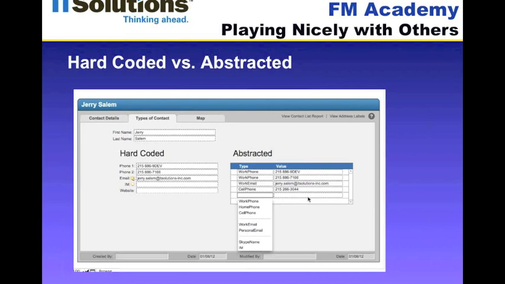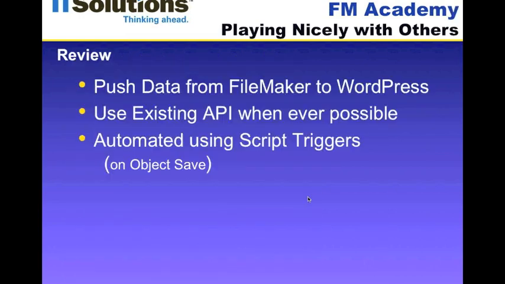So if I would come along and come up with another way, maybe I want my Twitter handle on here, all I would need to do is add to the value list a new type of contact, and then I could enter the data. I wouldn't have to actually go into Manage Database. So this is an example of hard-coded versus abstracted data structure. Now let's go back to the topic, posting a FileMaker record up to a WordPress site.